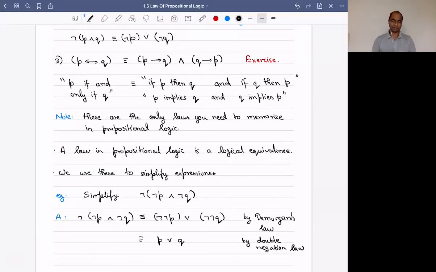So you can think of laws in propositional logic as identities in algebra. So they are exact analogies. And there are a lot of them, and some of them are too intuitive and you don't need to memorize their names, and some of them are too complex and you don't really use them in practice. So we won't go into details in this chapter.